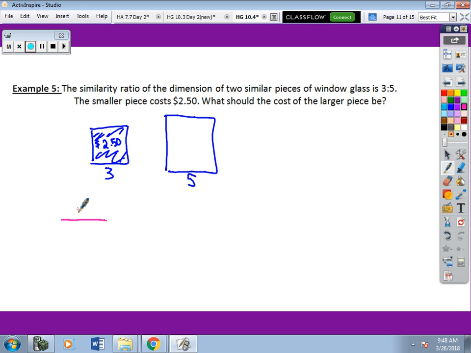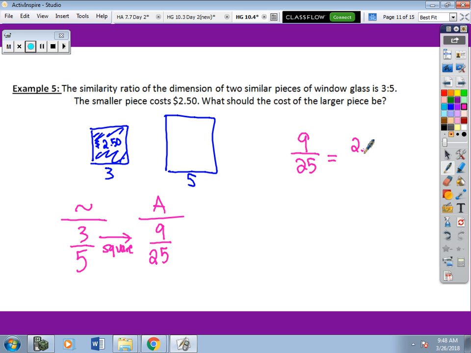So again, we would have our similarity ratio, which is 3/5. We would have to find out what our area ratio is by squaring top and bottom. Then we can write our proportion. So 9/25 equals 250 all over x. And we cross multiply.